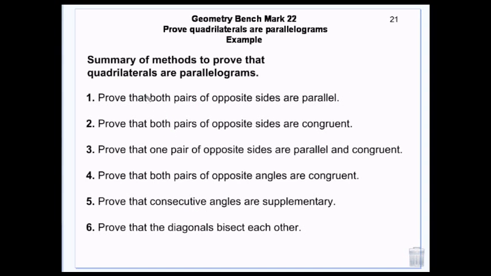So you can either prove that the opposite sides are parallel, both pairs. You can prove that both pairs of opposite sides are congruent. You can prove that one pair of opposite sides is both parallel and congruent. Both pairs of opposite angles are congruent. Consecutive angles add up to 180, or that the diagonals bisect each other. If you can show any of those 6, then you can say, okay, this is a parallelogram. So hopefully that will help.